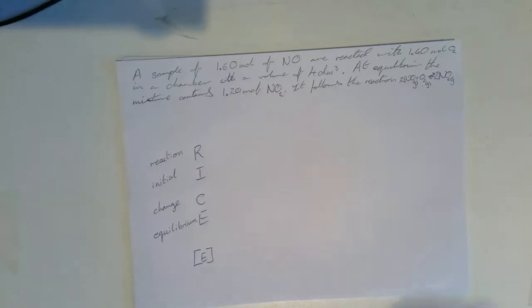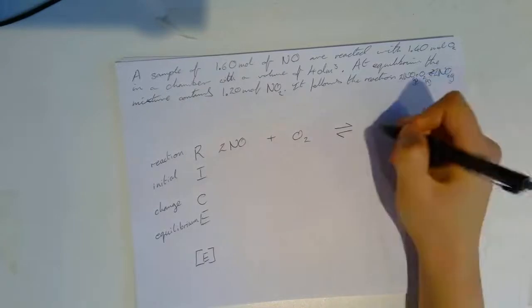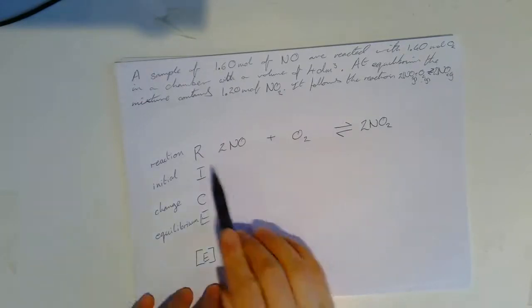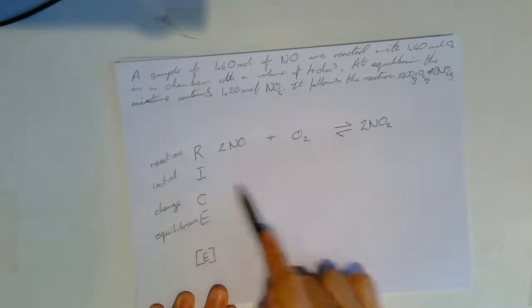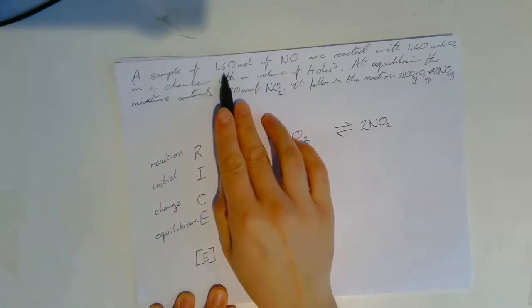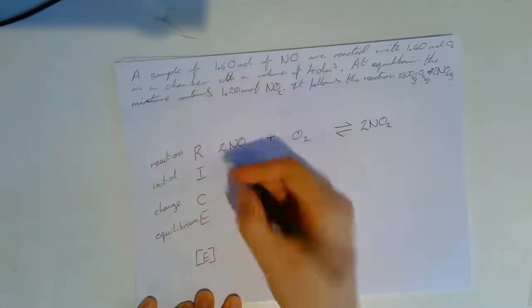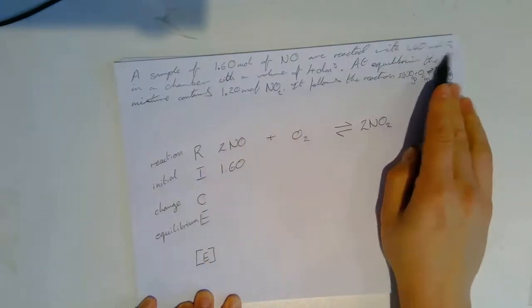Okay, so we're going to whack in 2NO plus O2 in equilibrium with 2NO2. And I'm not worrying here about the fact that they're all gases, because they're all gases. So in our reaction, we're interested in the fact that it's 2 to 1 to 2. Our initial numbers of moles in this case, well, we've been told 2 of them. We've been told up here that we're putting into our sample container 1.60 moles of nitrogen oxide, so 1.60, and we're putting in 1.40 moles of oxygen.